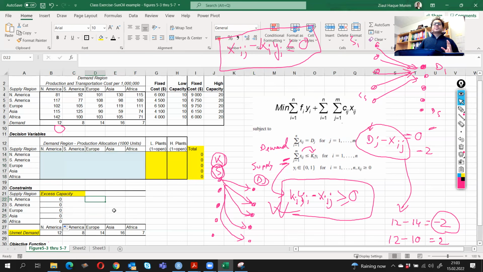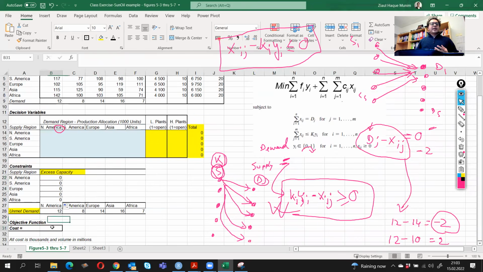And we have one last thing to format here. That is our objective function. This one: the sum of fi multiplied with yi plus cij multiplied with xij. So the first part is the fixed cost for the plants, and the second part is the variable cost for how much we deliver from each of the locations. So we are going to define it in this cell here. The cell is B31. So in this cell here we can see the cell number, right? So in this cell we are going to define this.